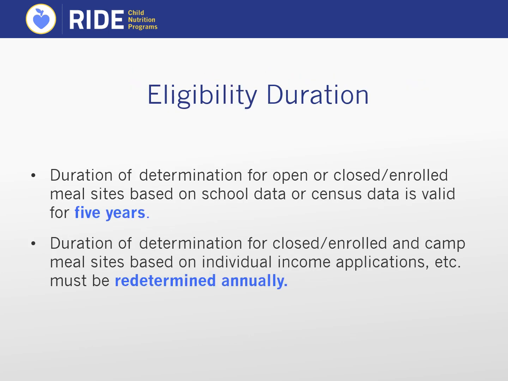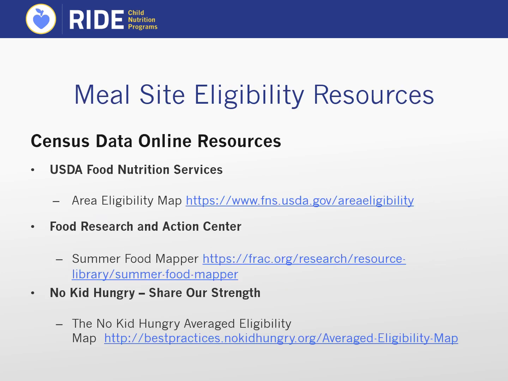The eligibility duration of a site will differ based on the type of meal site. Open and closed enrolled sites that are determined with school data or census data will maintain their eligibility status for 5 years, while camps and closed enrolled sites determined by meal benefit applications must be redetermined every year. Linked on this slide are resources to determine site eligibility using census data.